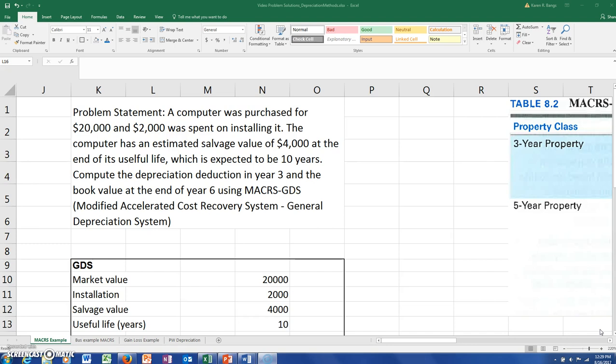A computer was purchased for $20,000 and $2,000 was spent on installing it. The computer has an estimated salvage value of $4,000 at the end of its useful life, which is expected to be 10 years. Sorry about the misspelling of useful. Compute the depreciation deduction in year 3 and the book value at the end of year 6 using MACRS, Modified Accelerated Cost Recovery System, General Depreciation System.